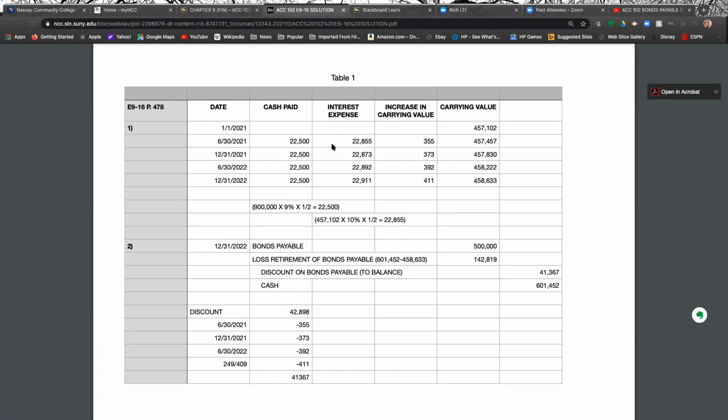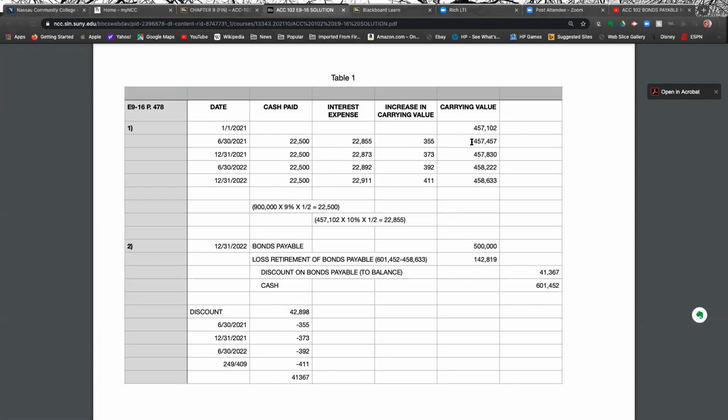And notice, if you look at this interest expense column, the interest expense is more than the cash paid. You see it? It's more than the cash paid. Why? Because we have that discount, which represents additional interest expense. So how do we calculate the interest expense? It's the carrying value times the market rate times 1/2 comes out to be 22,855. The difference between the interest expense and the cash paid, 355. Add it to the carrying value, get a new carrying value.